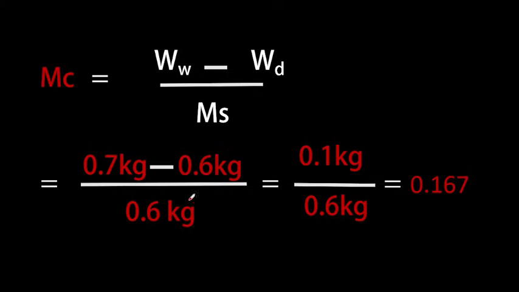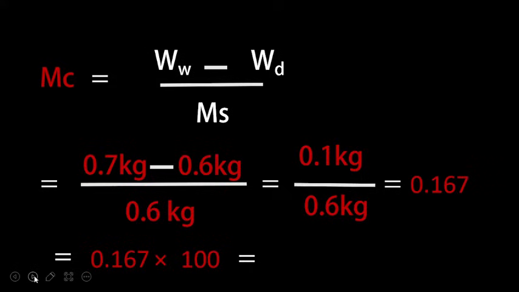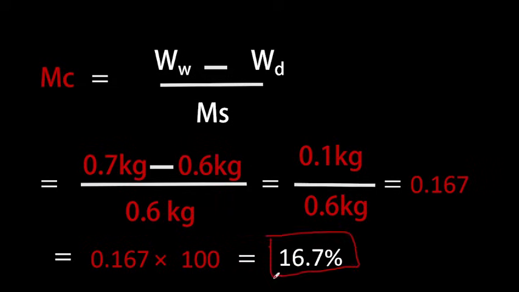Since moisture content is usually expressed in percentage, let's multiply 0.167 by 100. So we have 16.7 percent as the moisture content. This means that 16.7% of the soil sample is water.